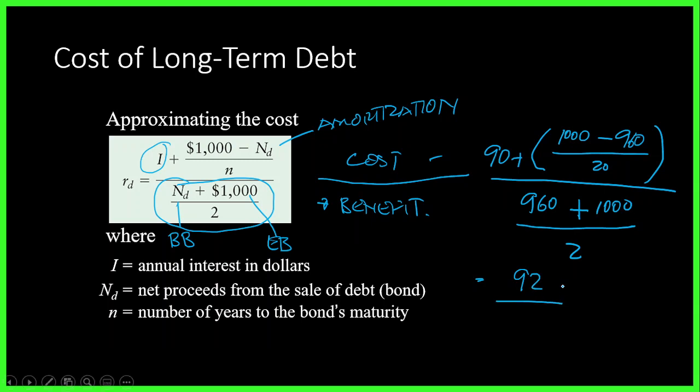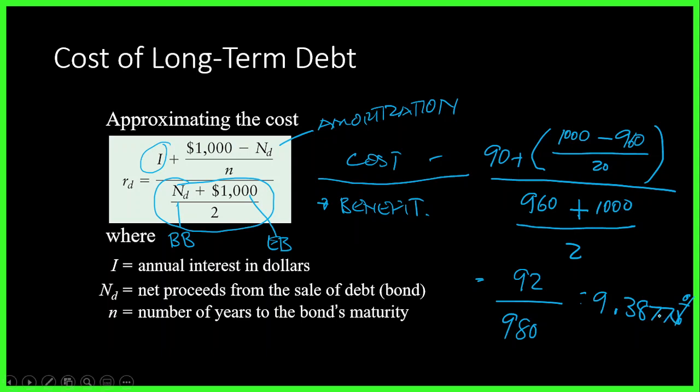Okay. Now, let's compute this. 960 plus 1,000, divide that by 2 and you will get 980. So you now have 92. Divide this by 980 equals 0.09 or simply 9.38775% or 9.38% or 9.4.